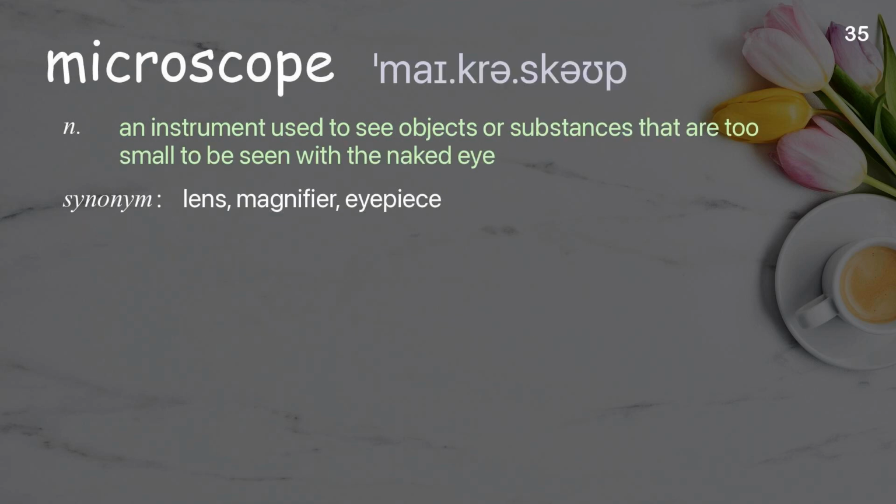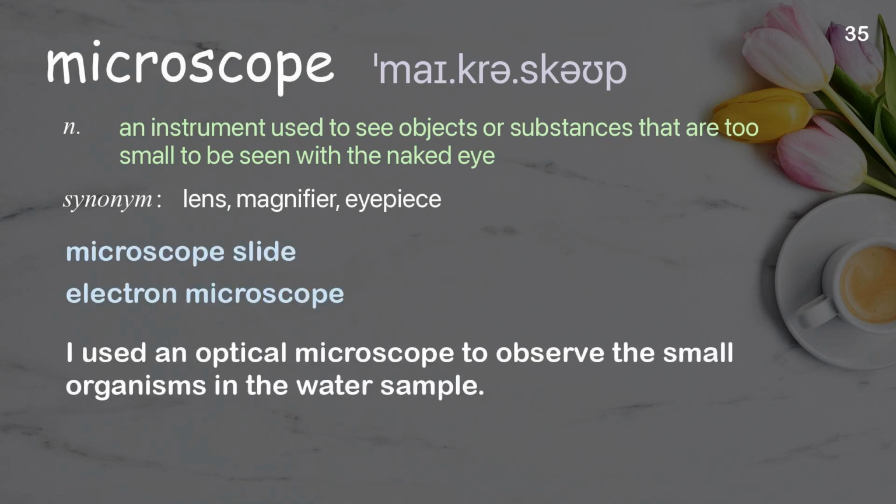Microscope: An instrument used to see objects or substances that are too small to be seen with the naked eye. Examples: Microscope slide. Electron microscope. I used an optical microscope to observe the small organisms in the water sample.